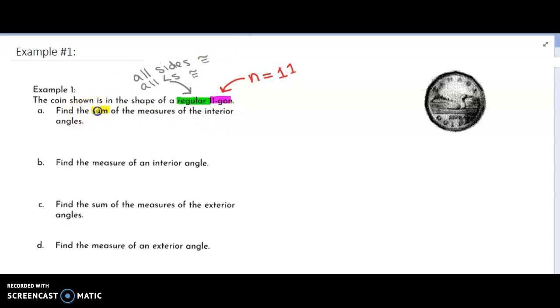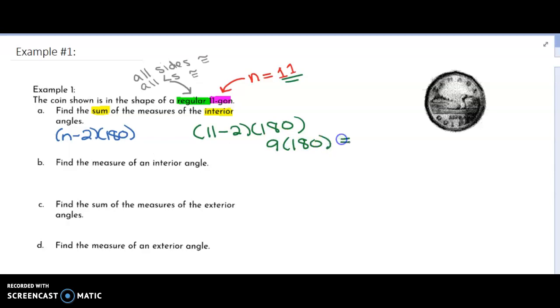Part A says find the sum of the measures of the interior angles. If you go back to your foldable, you should be able to find that the sum is just n minus 2 times 180. That's the formula we're going to use for all of them. My n in this case is 11, so it'd be 11 minus 2 times 180. Well, 11 minus 2, guys, is just 9 times 180. And 9 times 180 is 1,620 degrees.